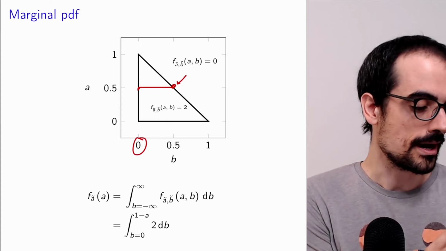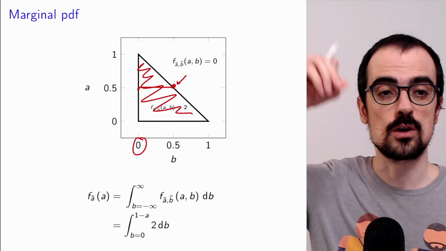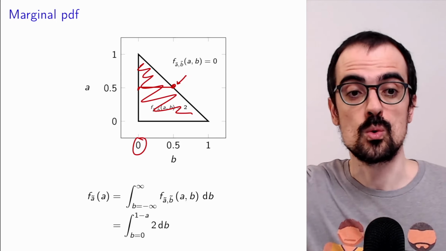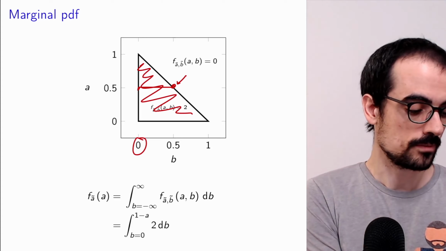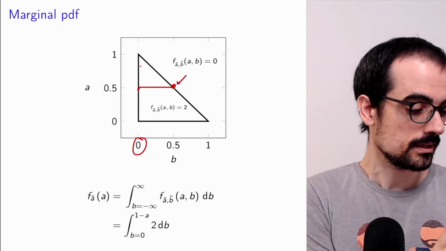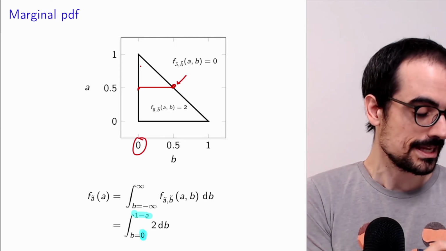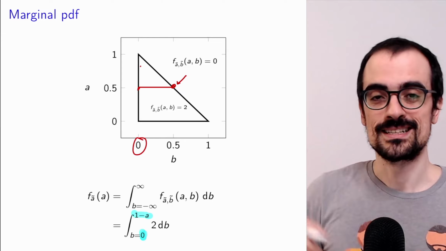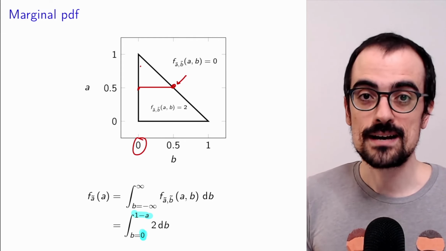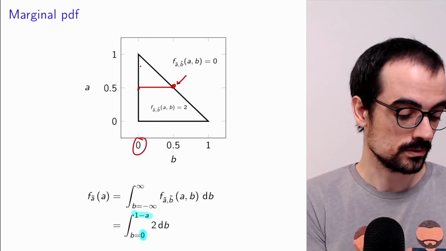Okay, the values where B is non-zero go from 0 to 1 minus A as long as A is between 0 and 1. So when we perform this integral, this is why we're going to be integrating from 0 to 1 minus A. And remember that the density is not equal to 1 because the triangle has area 1/2. So it has to integrate to 1. So the density is actually 2.